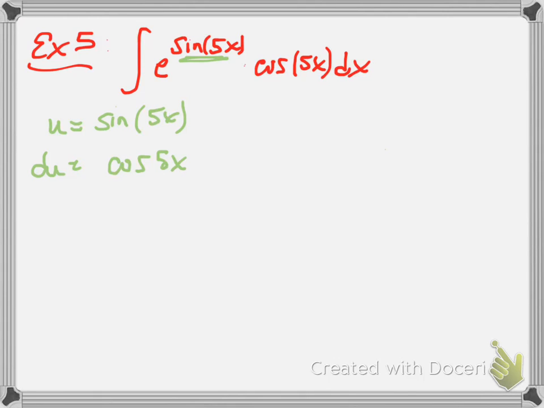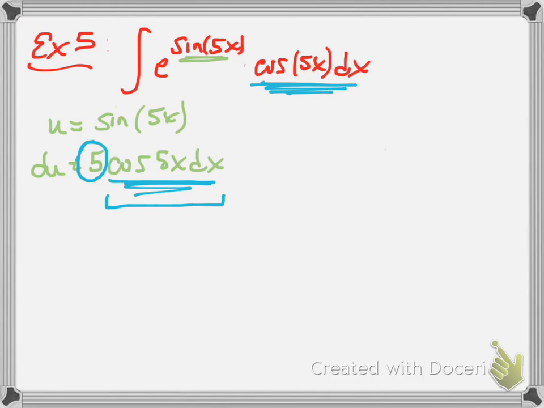And it just so happens that du, now watch this, is cosine of 5x dx, but there's also a 5 involved, because of the chain rule. So now we have a little bit of a problem, because there's this kind of wild card. If I'm going to make this equivalent substitution, I'm solving for this cosine of 5x dx quantity, which means I'm getting this over here. So 1/5 du is equal to cosine of 5x dx.